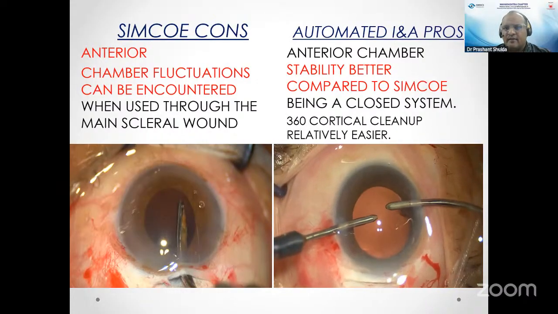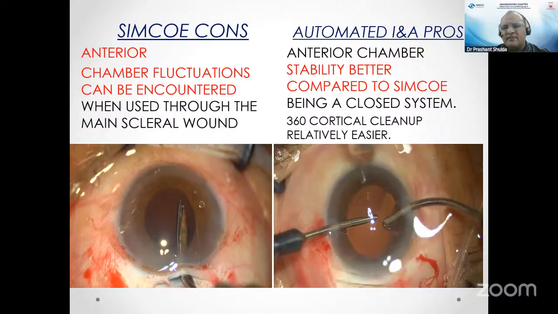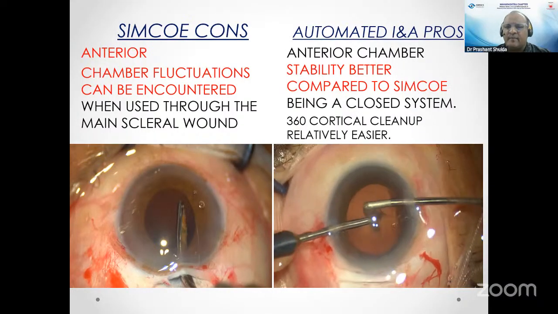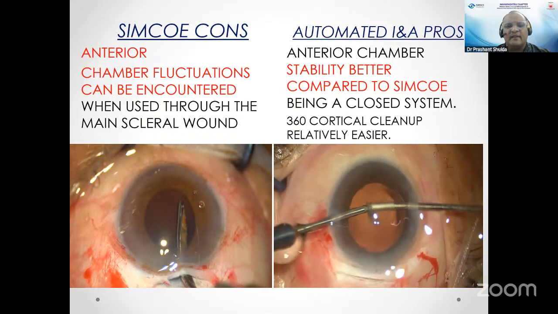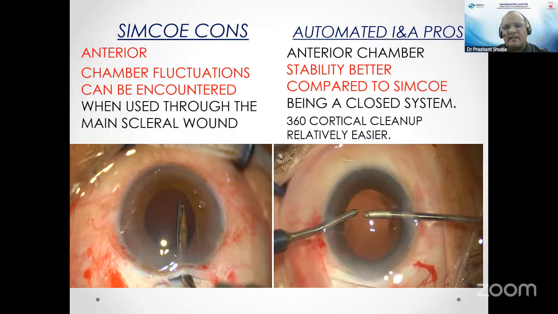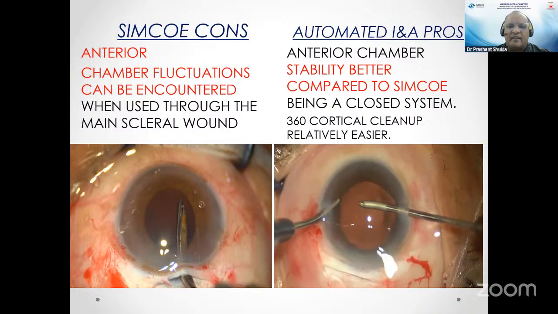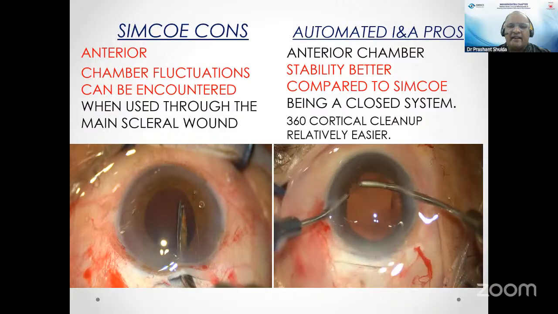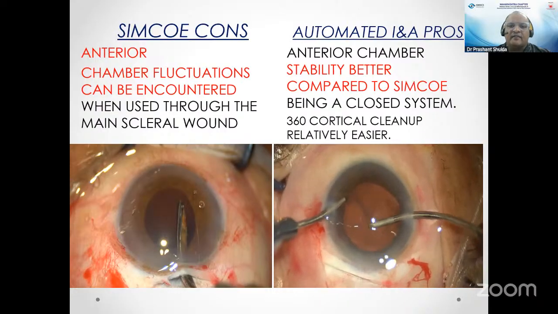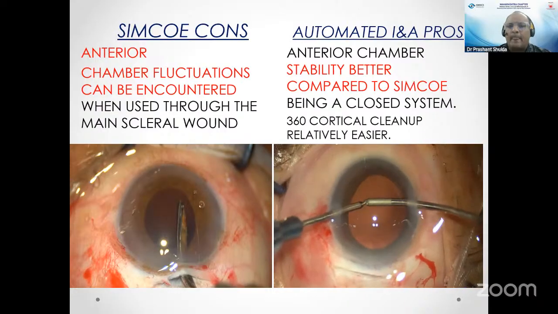And we can even switch hands. We can go 360-degree. Bimanual I/A is a better option when it comes to chamber stability. Even the irrigation handpiece can be used to just retract the iris and find any hidden cortical element below the iris.